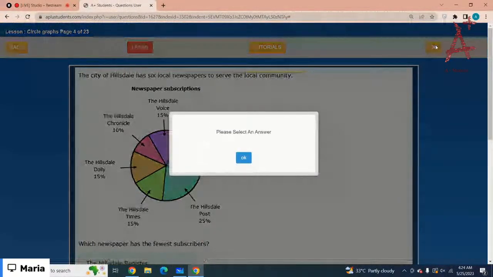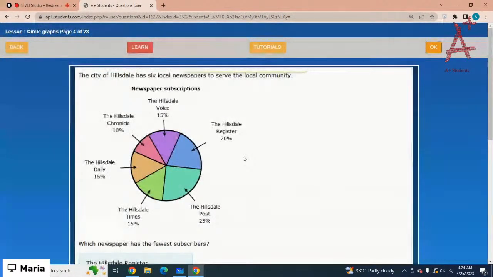Okay, the next one is the city of Hilldale had 6 local newspapers to serve the local community. Which newspaper has the fewest subscribers? So which is the correct option?